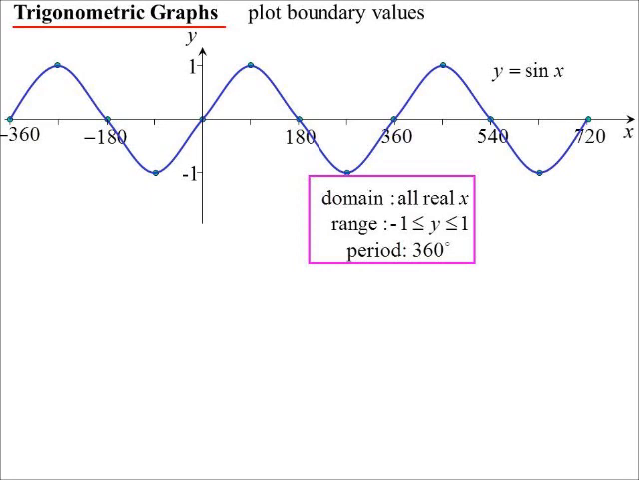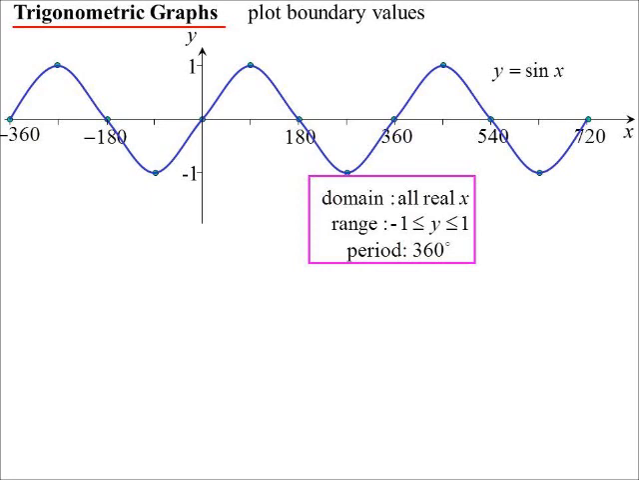So we can look at that and go, oh yeah, the domain's all real x, there's no breaks in that whatsoever. The range is in between -1 and 1. The other interesting piece of information for trig graphs is something called period. And period is simply how long till the curve repeats. So you might look at it and think it's 180, because you say, well, hang on, I start at 0, and at 180 I'm at 0 again.